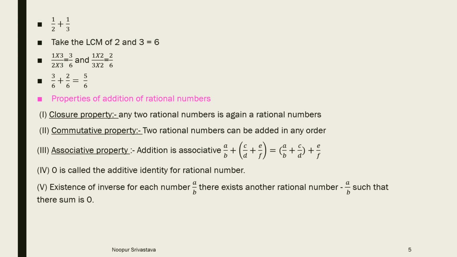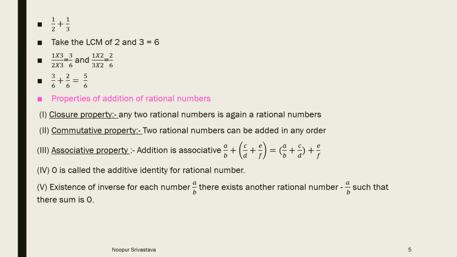For 2, the additive inverse will be minus 2. For 4, the additive inverse will be minus 4, such that when they are added, their sum should be equal to 0. So 2 plus minus 2 will be equal to 0. 4 plus minus 4 is again equal to 0.